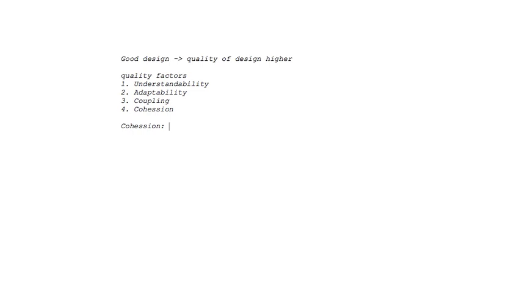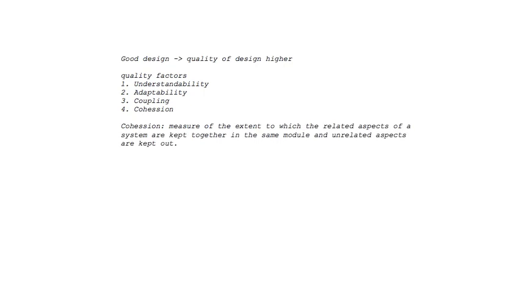So I will type that. Cohesion is a measure of the extent to which the related aspects of a system are kept together in the same module and unrelated aspects are kept out.